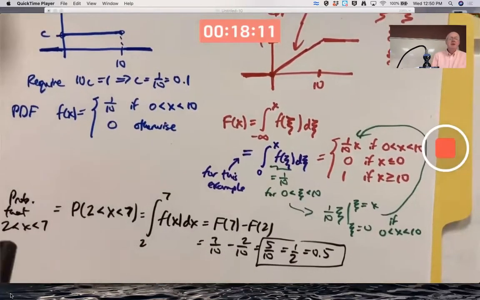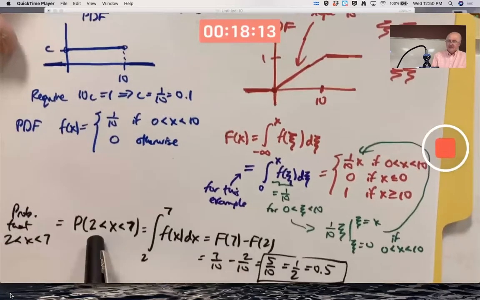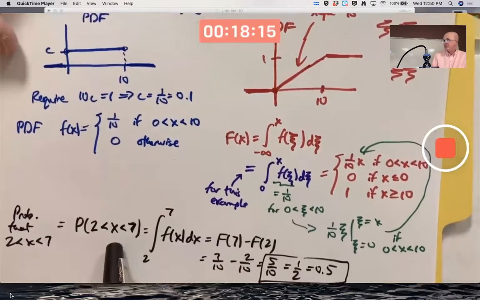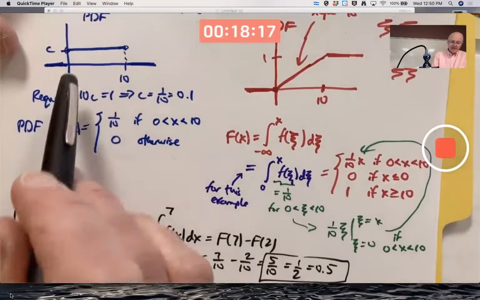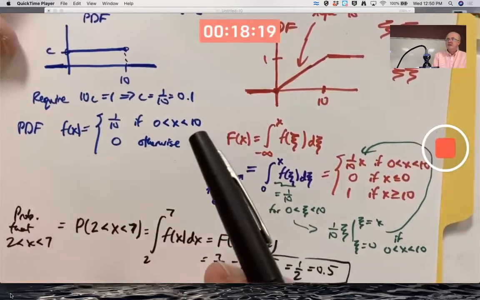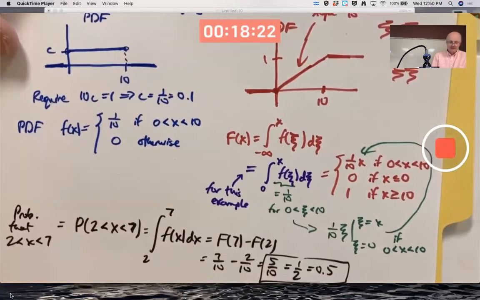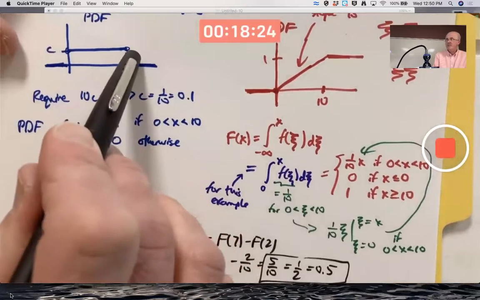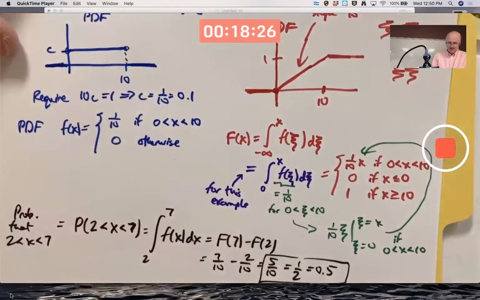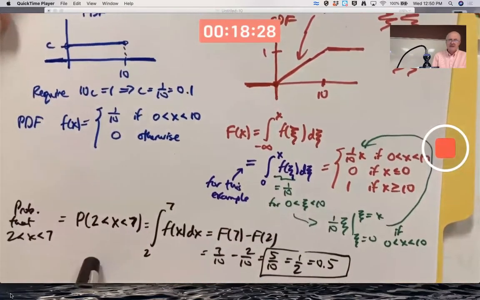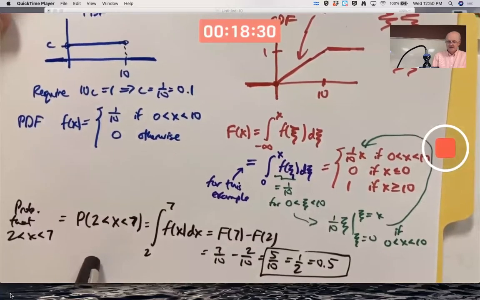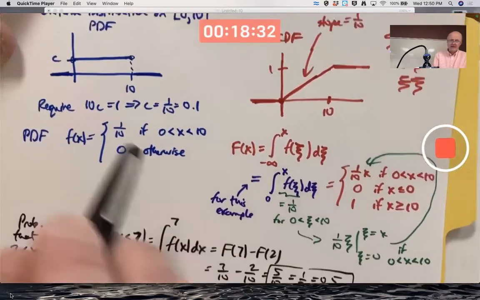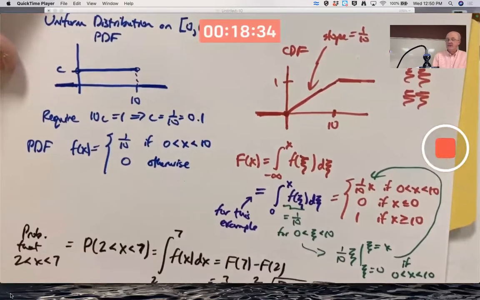And that should make intuitive sense because the distance between 2 and 7 is 5. The length of the entire interval is 10, and 5 is half of 10. The distribution is uniform. We should expect the probability to be the length of the interval divided by the length of the entire interval, 5 divided by 10 in this case.